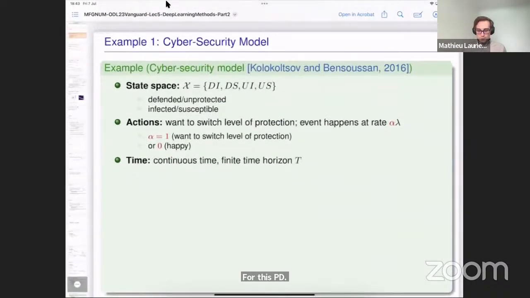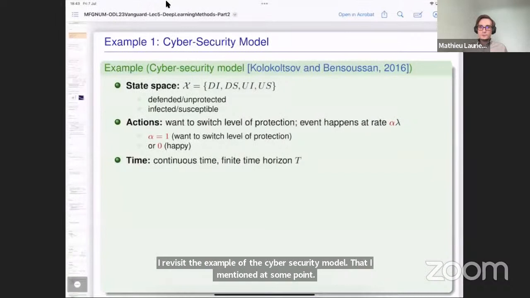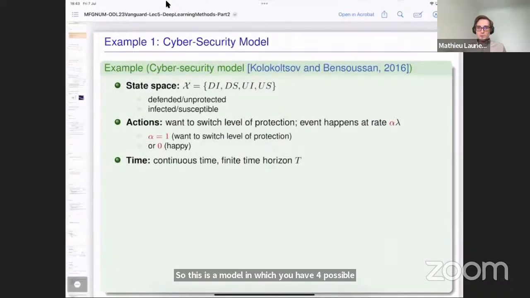Here, I revisit the example of the cybersecurity model that I mentioned at some point. So this is a model in which you have 4 possible states. You can be infected and defended, infected and undefended, and same thing for susceptible of infection. So here we are talking about computers being infected by a virus. And then your control is the rate at which you want to become protected or unprotected. And this happens at some rate. It does not happen instantaneously. The model is in continuous time, but we don't have singular controls. You just control the rate at which you are going to jump to the other state.